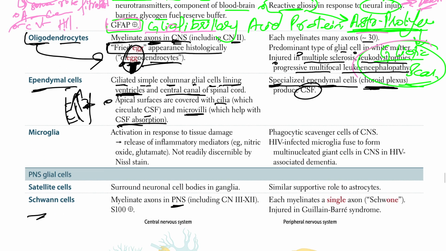Now we have the last one here, and that is the microglia. There's an activation in response to tissue damage, with release of inflammatory mediators, for example nitric oxide, glutamate. They're not readily discernible by Nissl stain. Okay, phagocytic, high yield. They are phagocytic scavenger cells of the CNS.